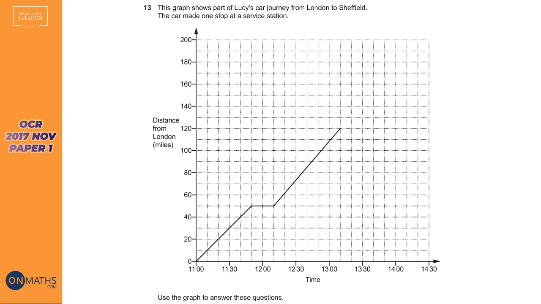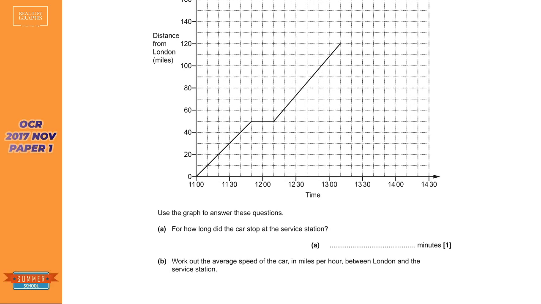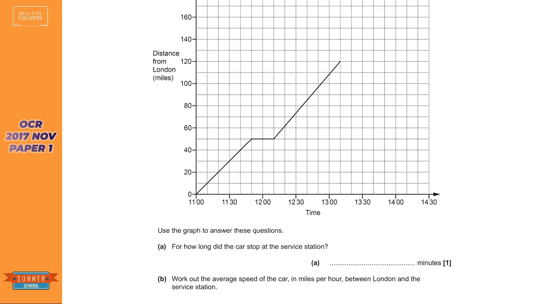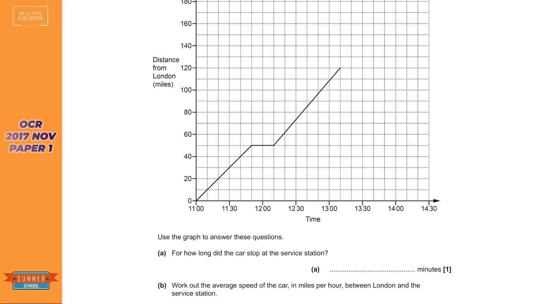Next up we have our OCR question, and here we've got a distance time graph, and it's Lucy's car journey from London to Sheffield with one stop at a service station. So use the graph to find how long the car stops at the service station. Okay, so how do we know when the car stopped? Well, the car stops when a distance time graph is horizontal, because it means that time is going but the distance is not, which just basically means they've stopped. So we need to figure out how long that is.